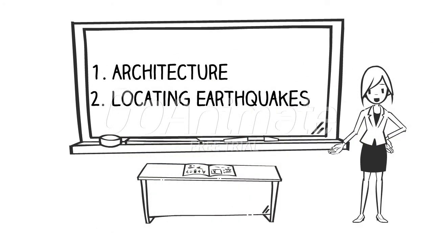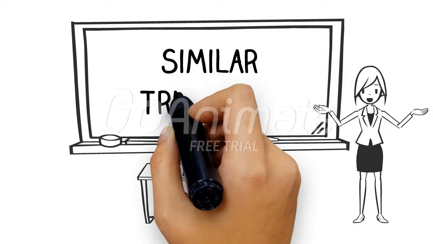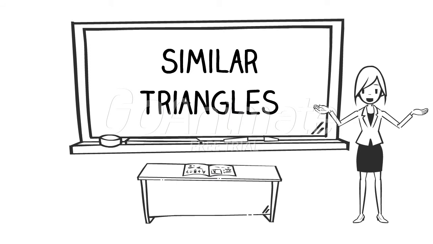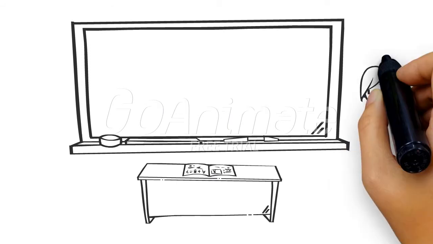Finally, let's talk about where it's used. It's used in architecture and earthquake location. Geologists use the formula to detect the center of the earthquake. Now on to similar triangles. Since there isn't really any history, let's start with how it works.